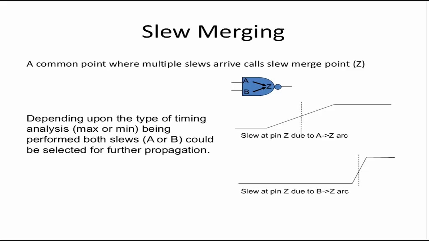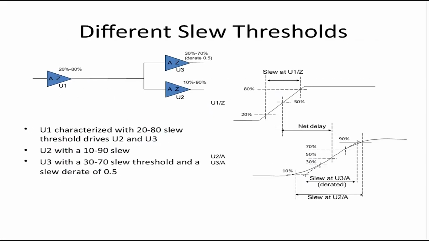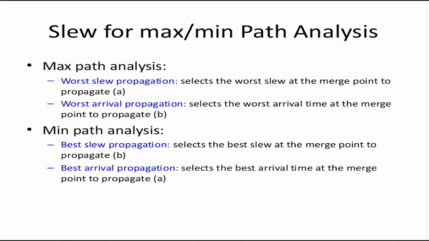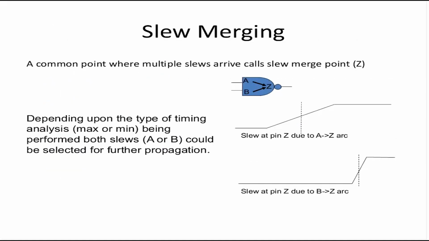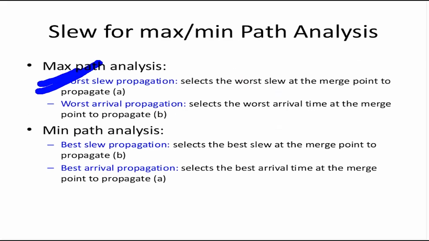But when you set the variable to worst slew propagation, even if B is arriving later, it will use the transition at A. So it will always get a worse value. In most of the cases we use this. This will make the analysis a bit more pessimistic, but we are okay with it.